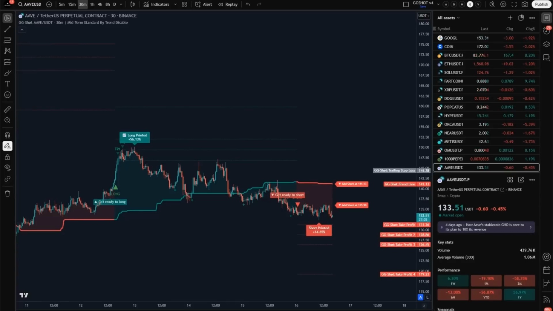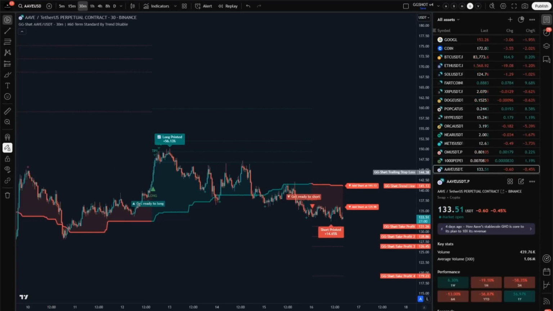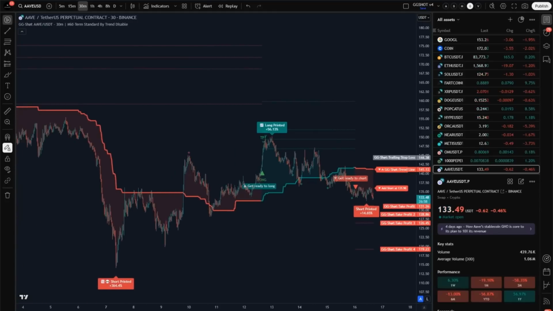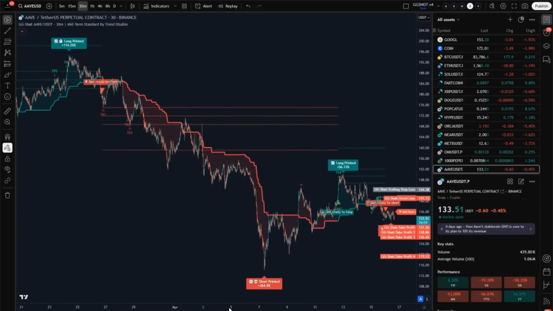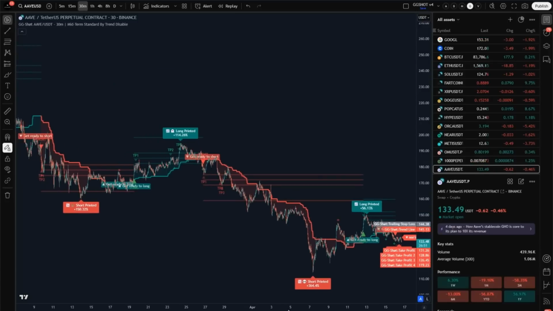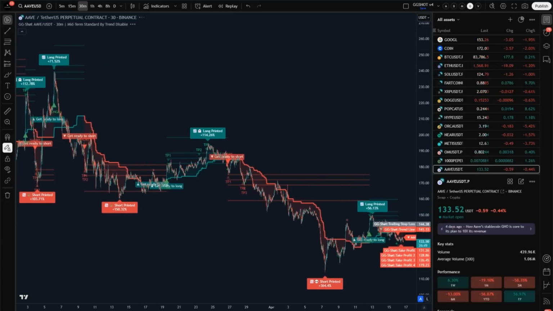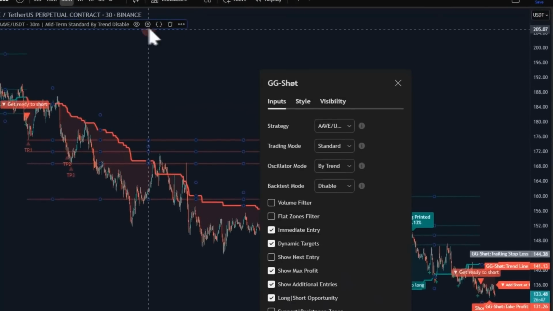Welcome to the walkthrough of ggshot VI4, the 2025 edition of our flagship indicator, now fully re-engineered for precision, speed, and automation. Let's begin by opening the indicator settings and exploring the core configuration options.